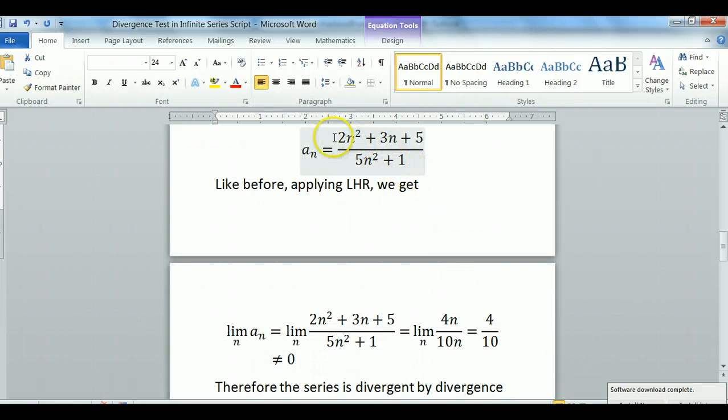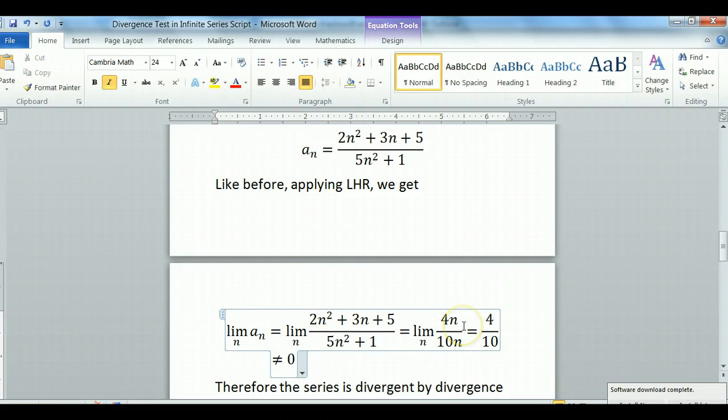Okay, so let's extract the sequence and then let's apply L'Hopital's rule. Can I use L'Hopital's rule? Yes, because the top goes to infinity independently and the bottom also goes to infinity independently as n becomes large. So therefore it's a good candidate for L'Hopital's rule. So what we do is we differentiate the top, in which case we get what? 4n plus 3.